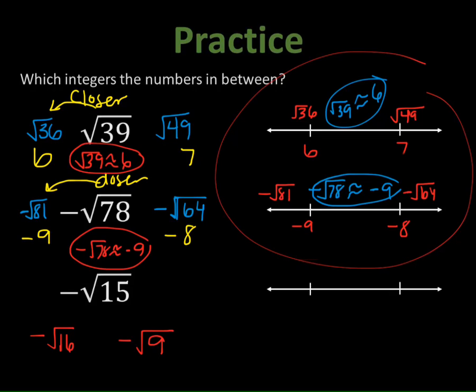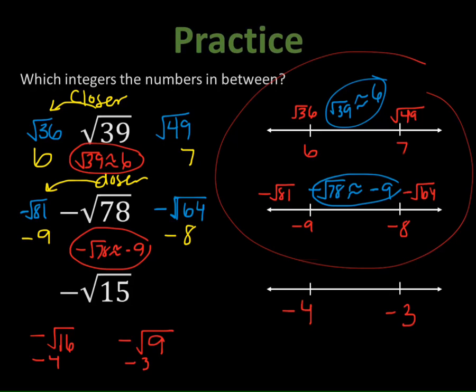All you have to do is just write down like I did, negative square root of 16, negative square root of 9, and find the square roots of those. The square root of 16 is 4, so the negative is negative 4. The square root of 9 is 3, so the negative is negative 3. And then place them on the number line. Placing them on the number line should not be difficult.